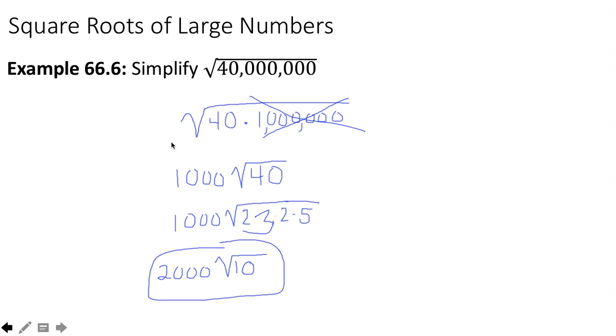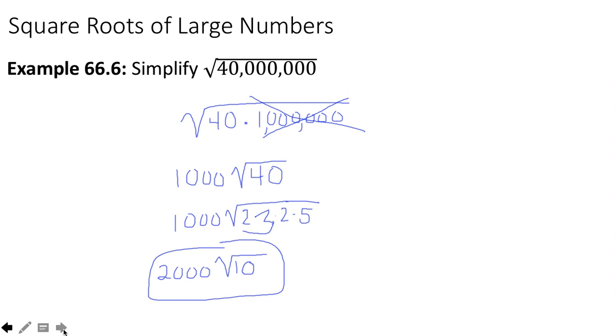And so checking the answer for example 6, if you split it into 40 times 1 million, you have 6 zeros. And then the square root of 1 million has 3 zeros. So the square root of 1 million is 1,000. 1,000 times radical 40, which can be simplified. Prime factors, 2 times 2 times 2 times 5, which you can take out a pair of 2s, and then that becomes 2,000, and then we can just multiply the 2 times 5 to get the square root of 10.